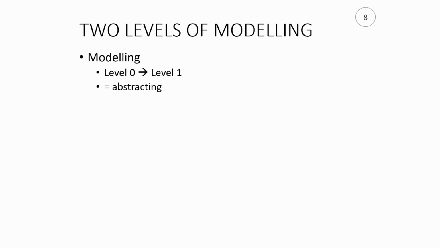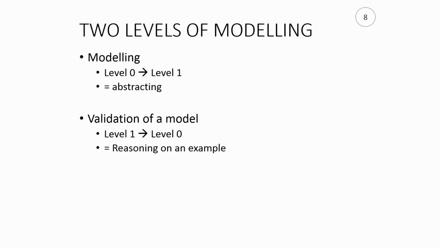Modeling is abstracting. It means that you make the transition from level 0 to level 1. You go from the instances to the definition of the concepts. On the other hand, when you want to validate a model, you have to do the reverse. So you will take the model and reason on an example. You will start from level 1 and you will try to illustrate this level 1 by finding a level 0 example that proves or disproves that your model is right.